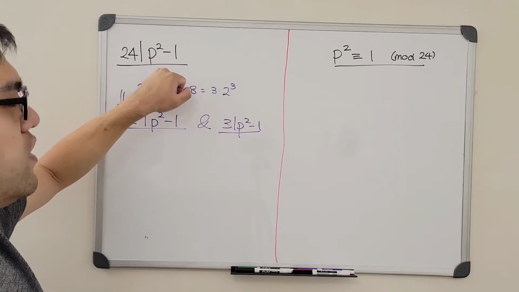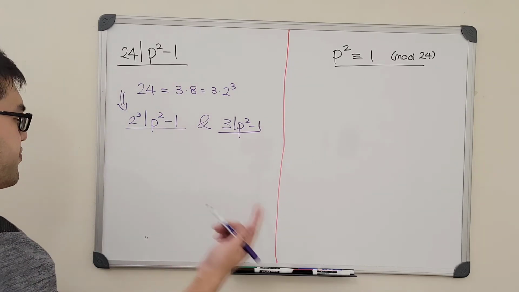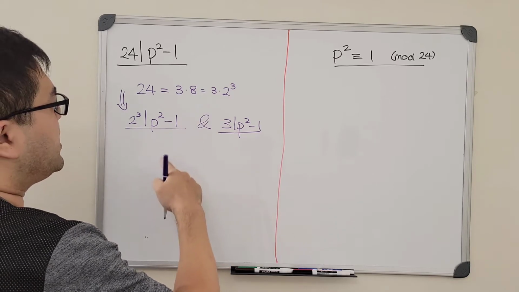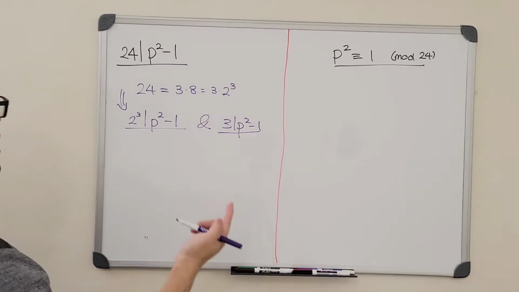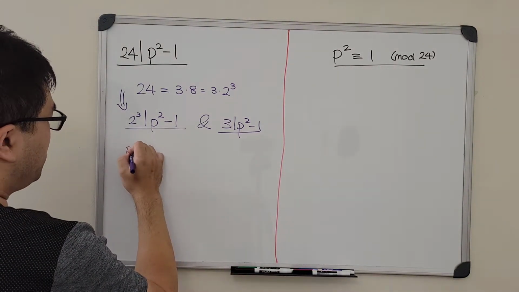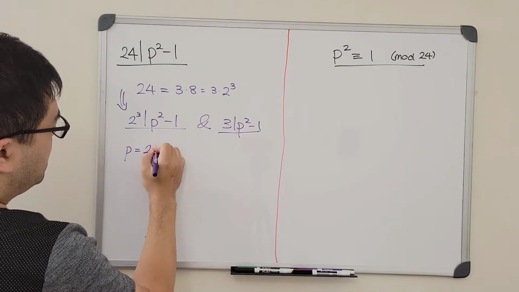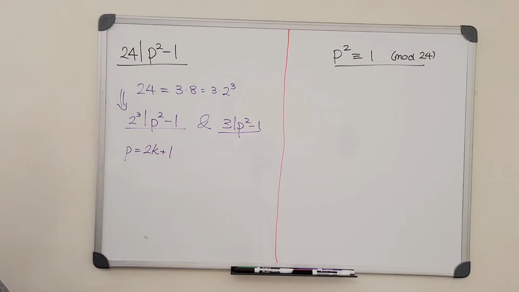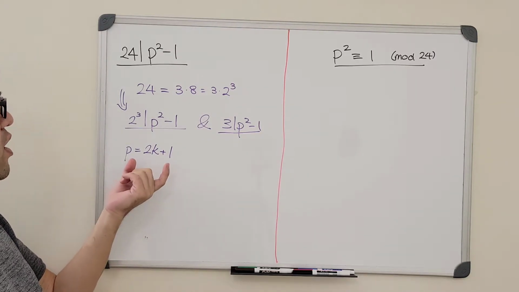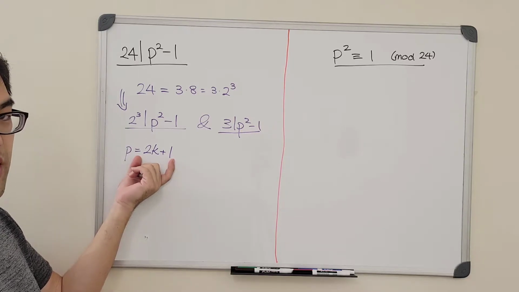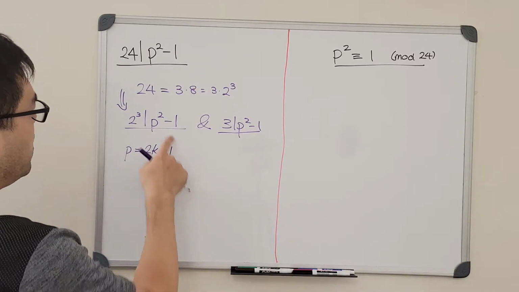In other words, p is already known to not be a multiple of 3 or 2 at all. So using the fact that p is not a multiple of 2 nor 3, we can just do the following. Since p is not a multiple of 2, we know that p must be in the form of 2k plus 1, right? Because if p is not a multiple of 2, it means that it has some remainder, and the only option that we have is when the remainder is 1. Good. So in this case, we're going to do a substitution.